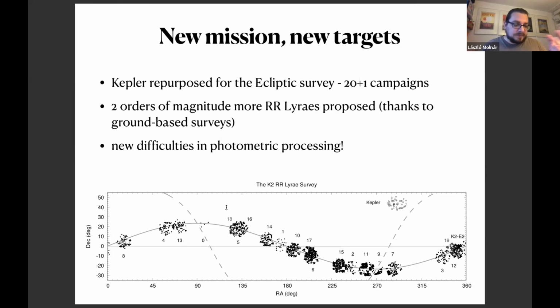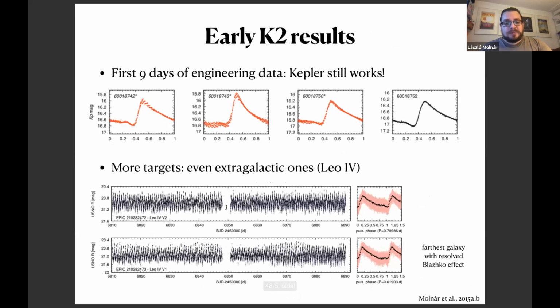But of course, because K2 had its inherent problems with the telescope jiggling back and forth a little, they presented new difficulties in processing the photometry. So that's one reason why you probably haven't seen too many K2 results in the literature so far. There have been a few papers out already.